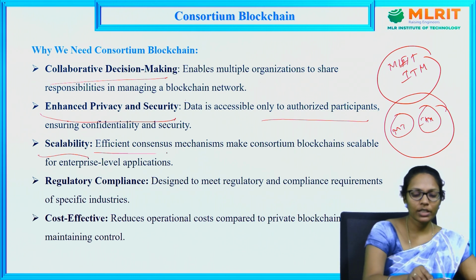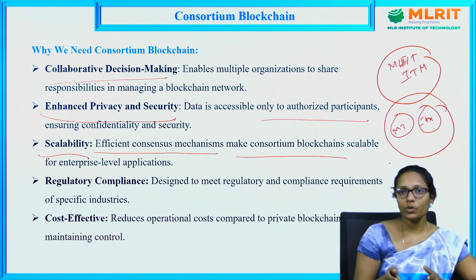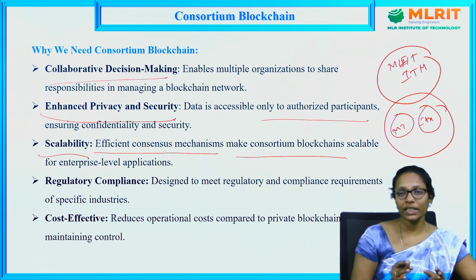Scalability. Efficient consensus mechanisms make consortium blockchain scalable. As we discussed, it is using the PBFT consensus mechanism, not proof of work. If we are using proof of work, it is very complex and it will occupy more space, so scalability issues will be there. But in PBFT, we don't get this type of problem.